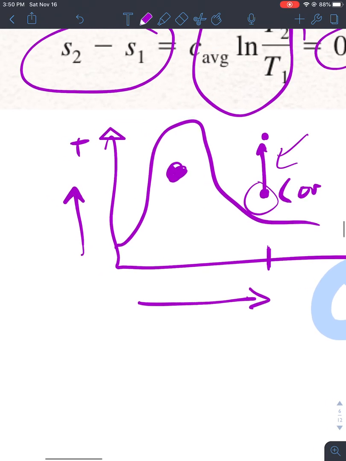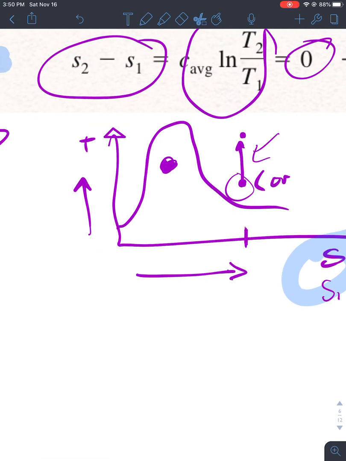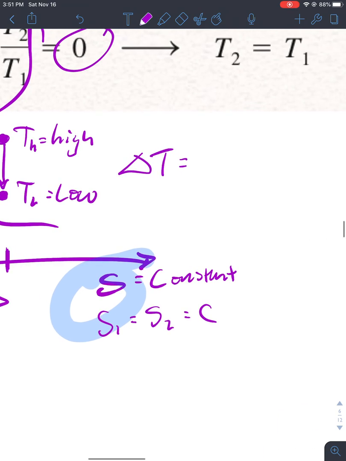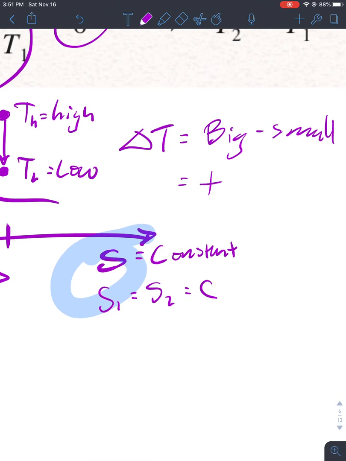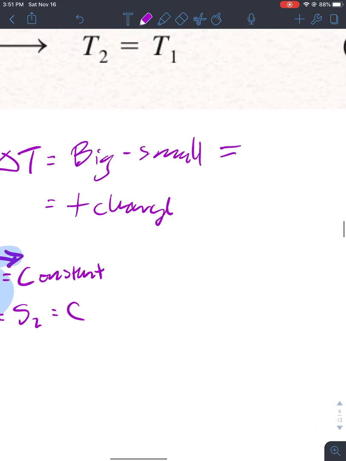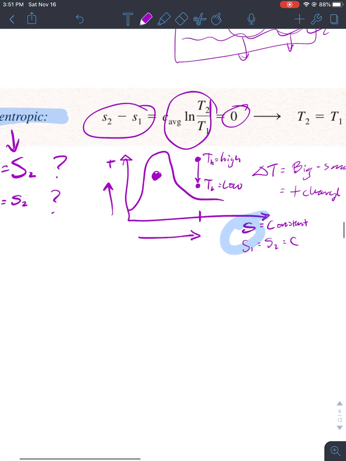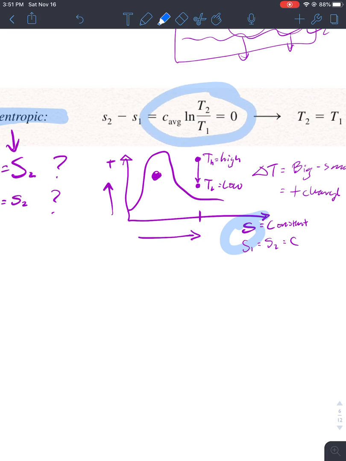So S1, entropy level 1, or state 1: you start at a high temperature and you go down to a low temperature. T equals high, T equals low. I use a lowercase h for high and L is low. Delta T equals high minus low, big minus small, which is positive. There's that, the side explanation of this. Don't know exactly where this equation comes from, but it's what you use.